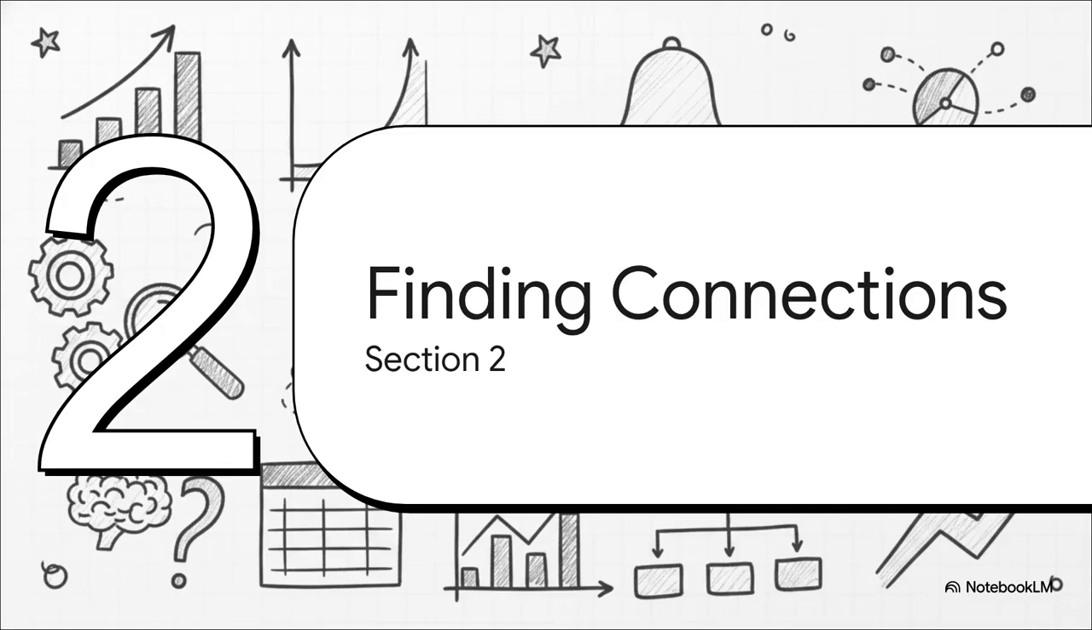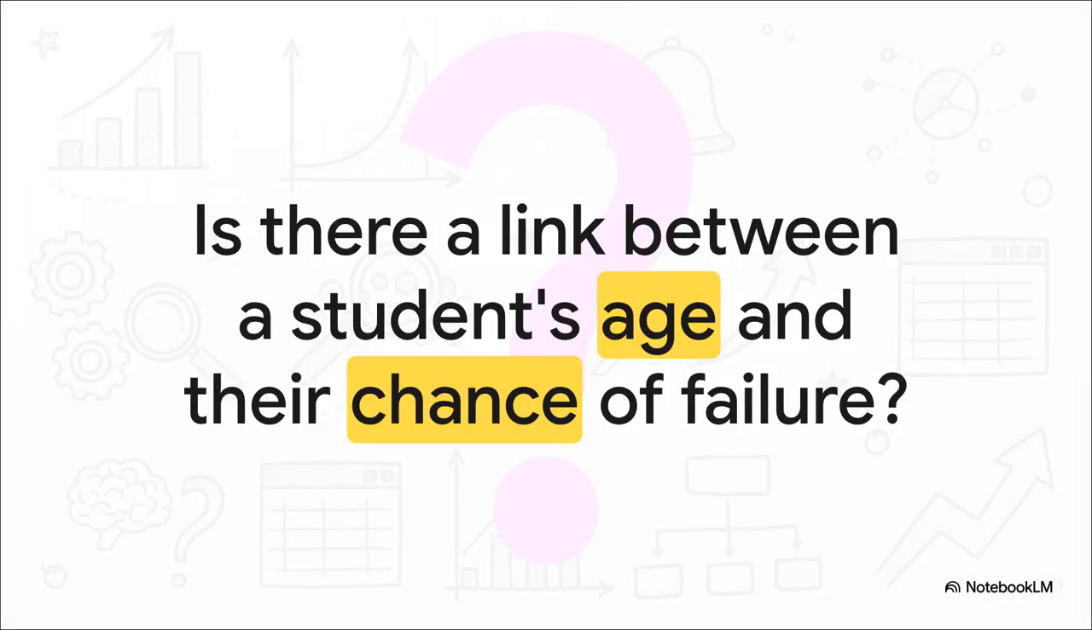All right, so once your data is all neat and tidy, the fun part begins. This is where you put on your detective hat. You start looking for clues, patterns, connections, all the stories that are hiding just underneath the surface of those numbers. And that brings us to a really interesting question from the exam, something super relatable. Is there a link between a student's age and how likely they are to fail? I mean, that's a huge question, right? It could affect how schools work. And statistics? Well, that's the toolkit we use to find out.